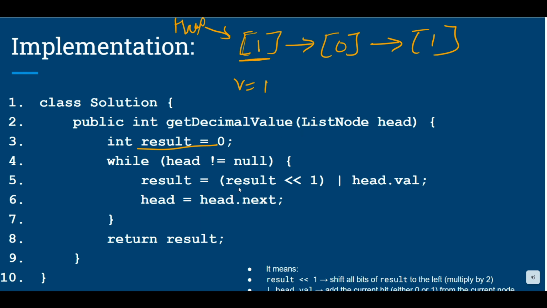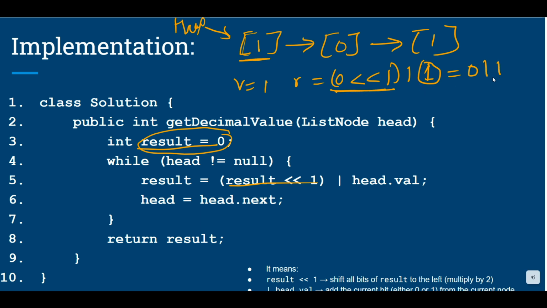Now we have to apply this formula. Result is initially 0. We take the result 0, left shift it, and add the current value, which is also 1. This is our shifted value and this is our current value, and we have to add them. The shift gives 0, and we add 1. If we add 0 and 1, we get 1. Understood? After generating this value, the linked list pointer moves to the next node.